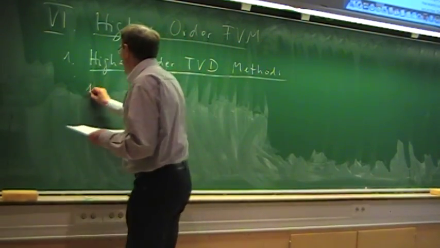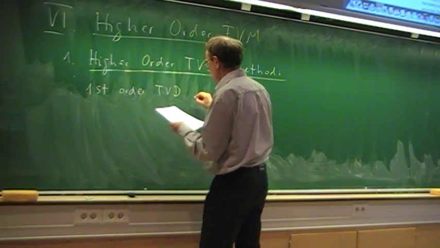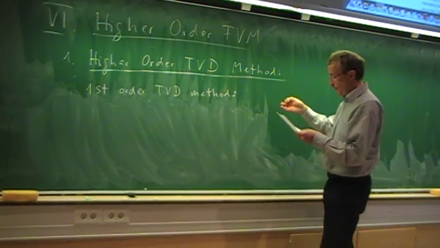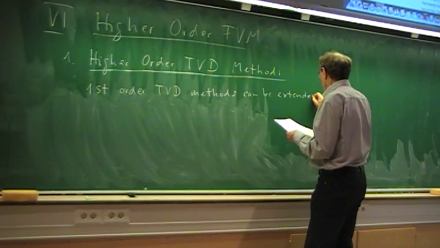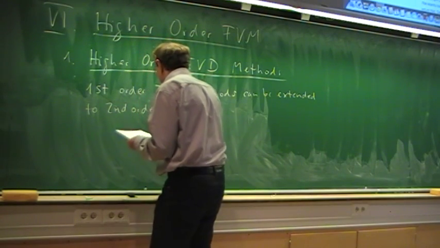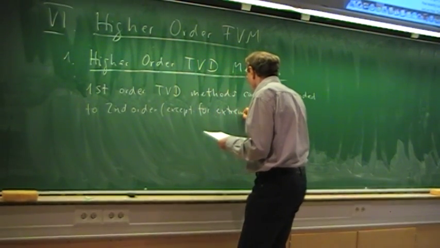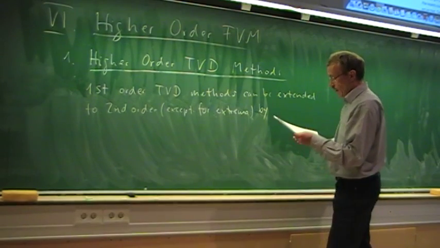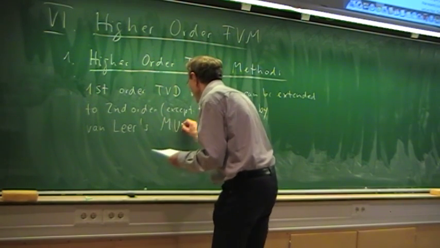So what we do is, first order TVD methods, we state that here, like Godunov, upwind, Lax-Friedrichs, local Lax-Friedrichs, Engquist-Osher, and so on, can be extended to second order, I add already, except for extrema, so where you have a maximum or a minimum of u, by what we are going to learn now, which is Van Leer's so-called MUSCL approach.